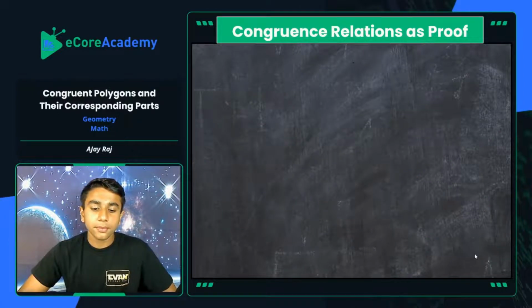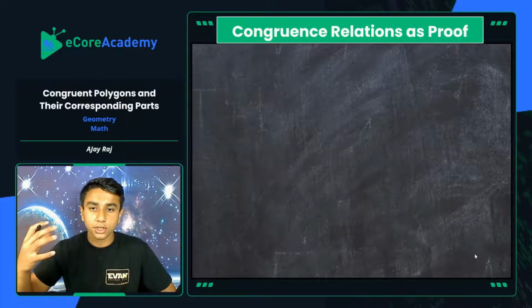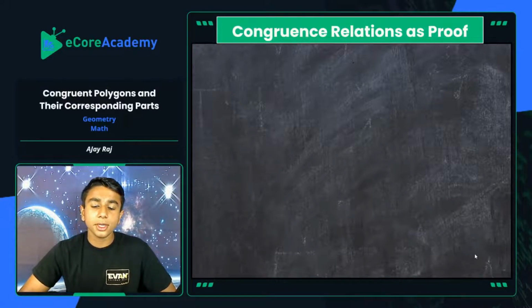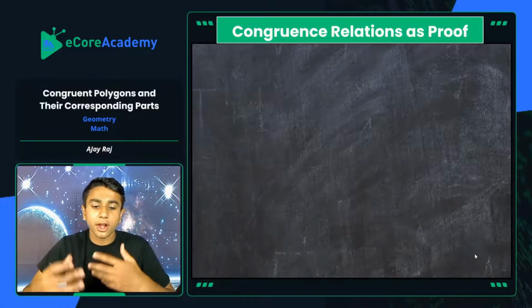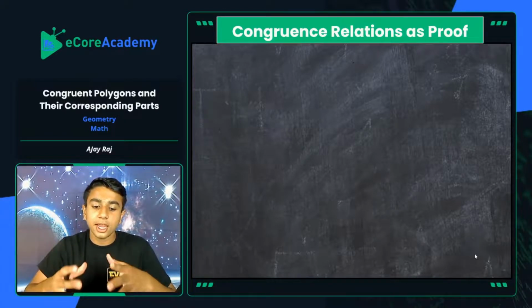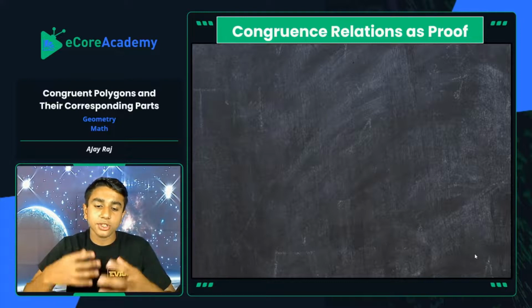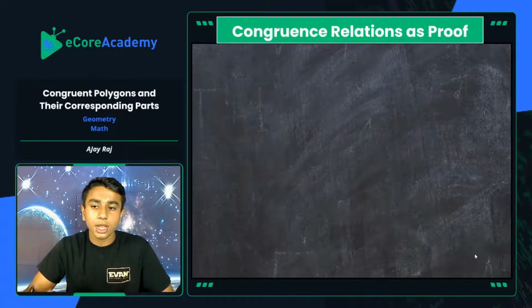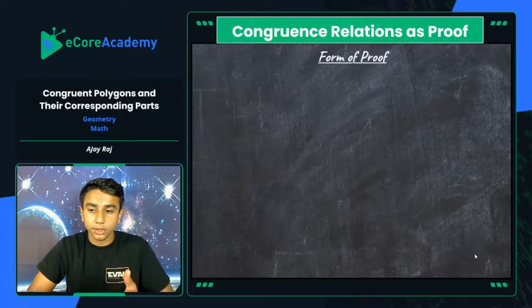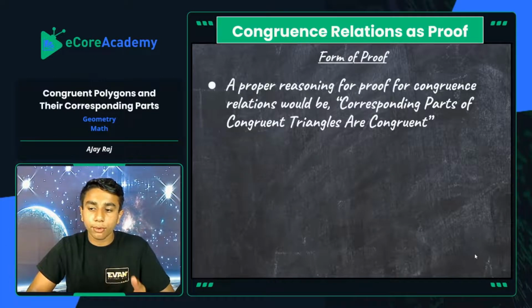And finally, this is a last slide of information, and then we're going to do one practice problem with these congruence relations. But I want to look at congruence relations as proof. Proof is very important in geometry, and you're trying to see how this whole concept we've developed actually states and proves that congruent polygons are congruent, and in what form we would express that. So I'm going to give you this form of proof that you can use: proper reasoning for proof for congruence relations would be corresponding parts of congruent triangles or polygons in general.